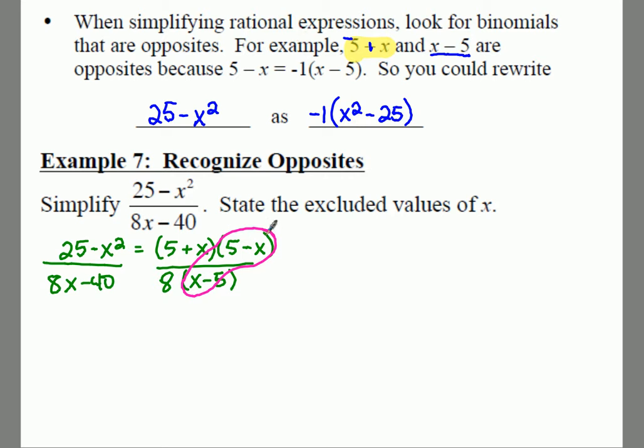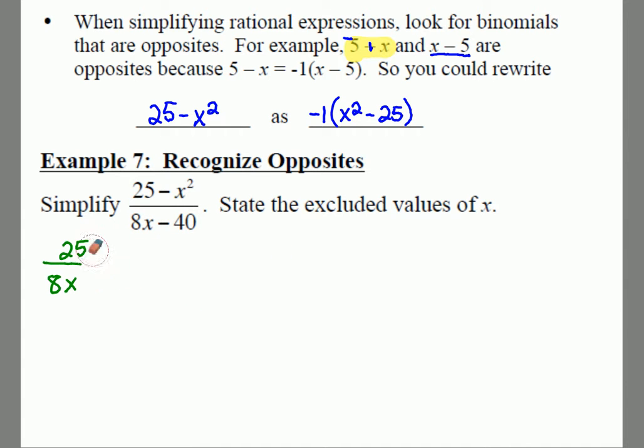So what we're going to do is we're going to actually notice that those can't be canceled like that. So we're going to have to take out a negative 1. I guess the easiest way to notice that when you need to take a negative out is if your variable is written second and your number is written first. So my recommendation is to look for that. So I'm going to take a negative 1 out, and that means I can rewrite my 25 minus x squared as an x squared minus 25 instead. And the bottom still stays the same as an 8x minus 40.